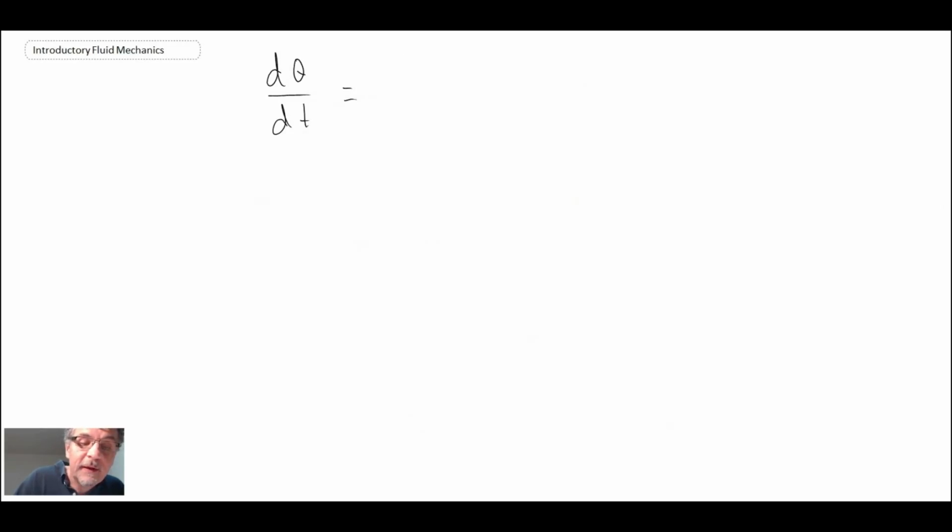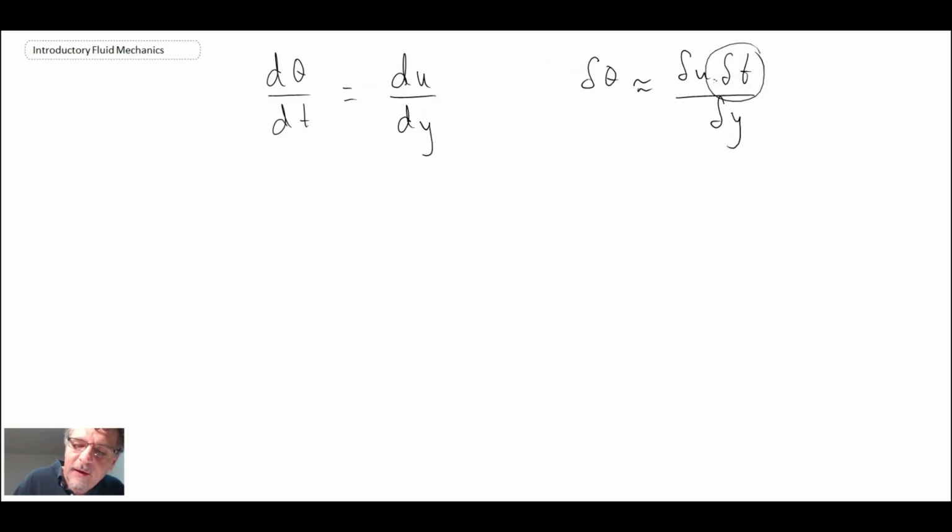I've moved the delta t to the left-hand side of the equation, du dy. So if you look back at the small angle approximation, we had something like this, delta u delta t over delta y, and all I've done is I've taken this and moved it down there, and I've converted the little differential elements into the d for a differential equation.